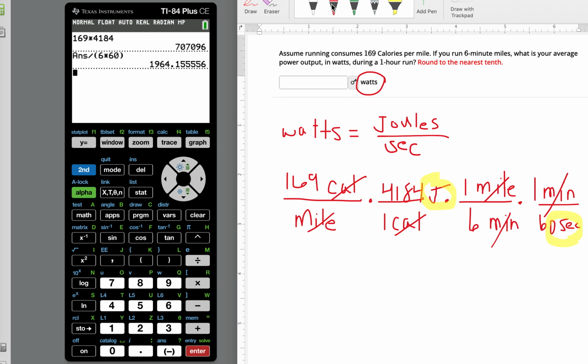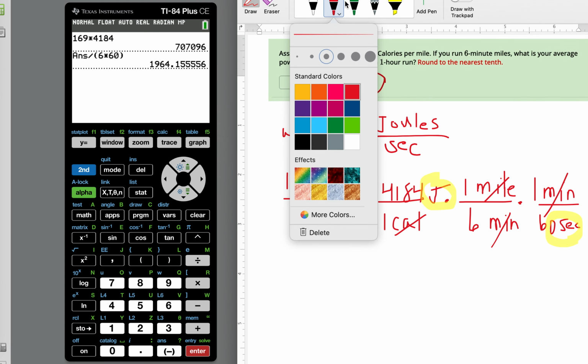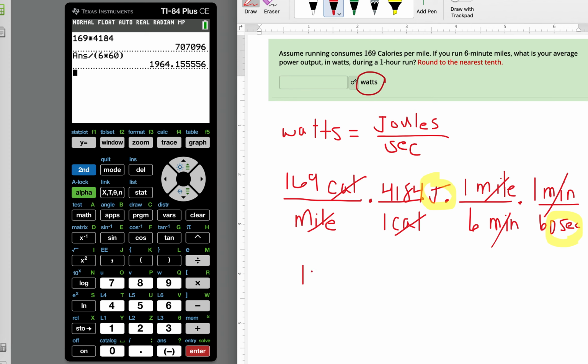And so the final answer for this is going to be 1964. And it says to round to the nearest tenth, so that's 1 place. This 1 is going to get bumped up because this is 5 or bigger, so that 1 is going to become a 2. So my final answer is 1964.2 joules per second, which is the same thing as watts.